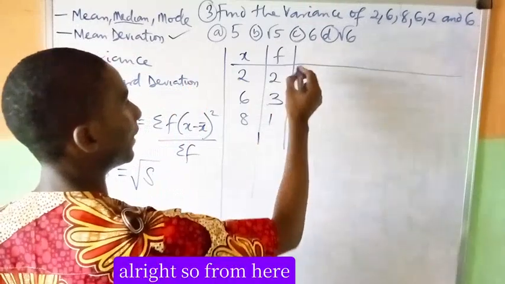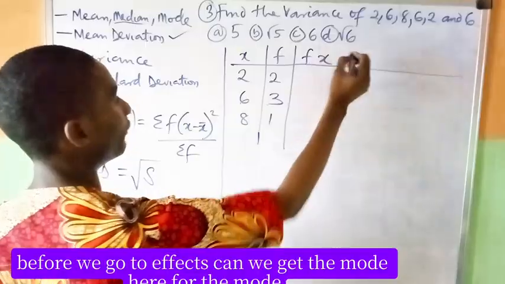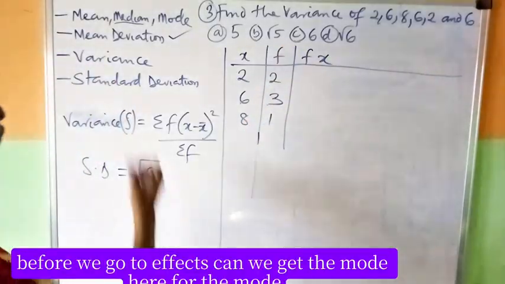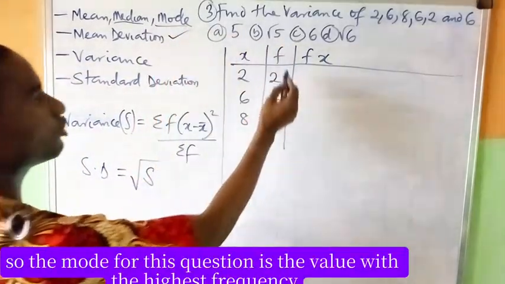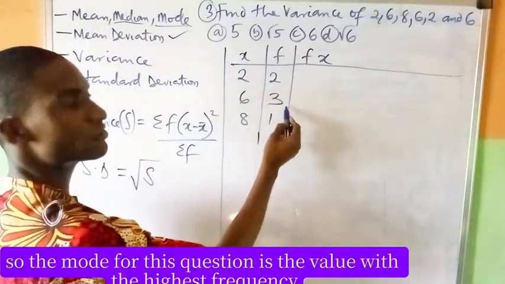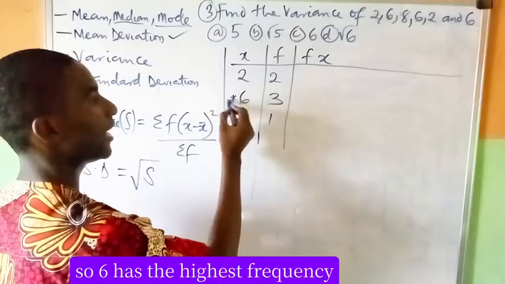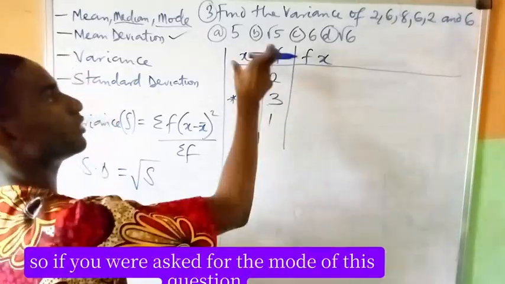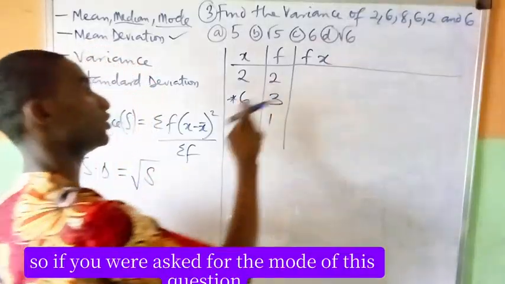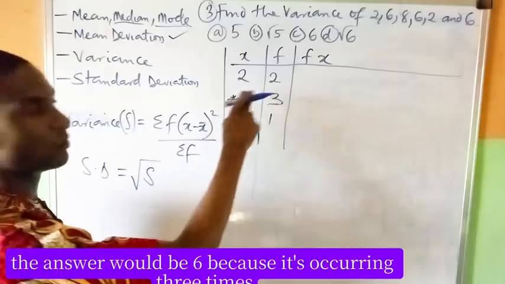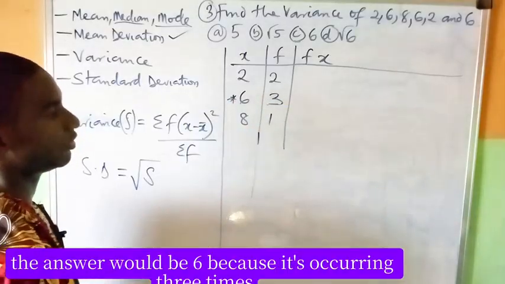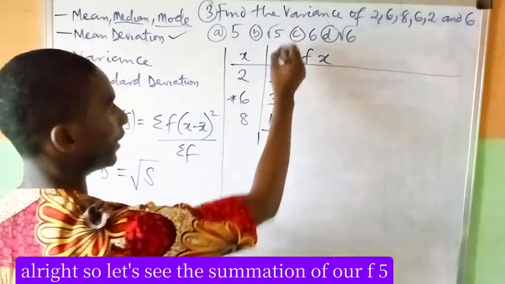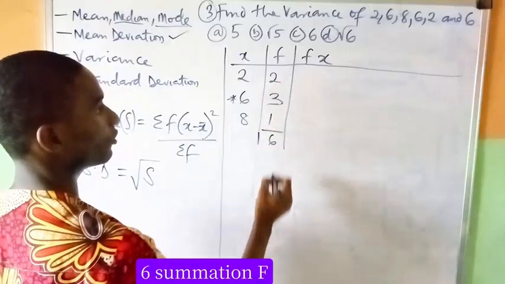Alright, so from here, before we go to fx, can we get the mode here? The mode for this question is the value with the highest frequency. So 6 has the highest frequency, occurring 3 times compared to others. So if you were asked for the mode of this question, the answer will be 6 because it's occurring 3 times. Alright, so the summation of our f is 6.